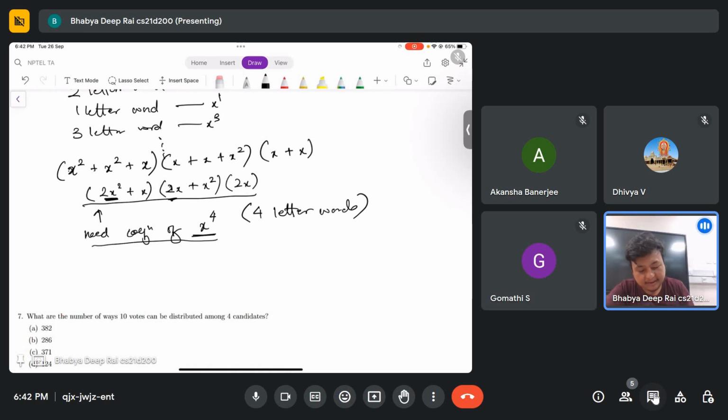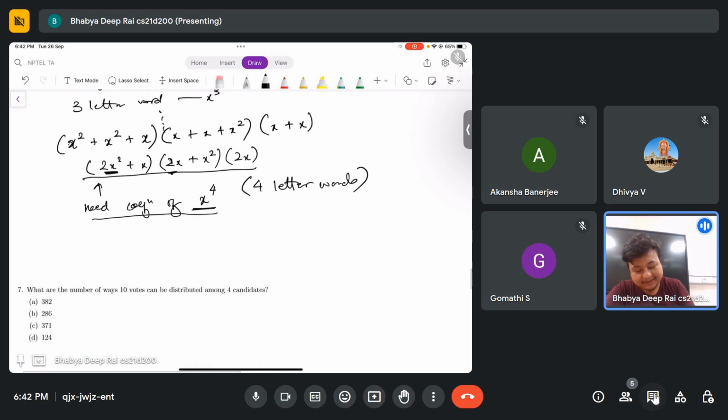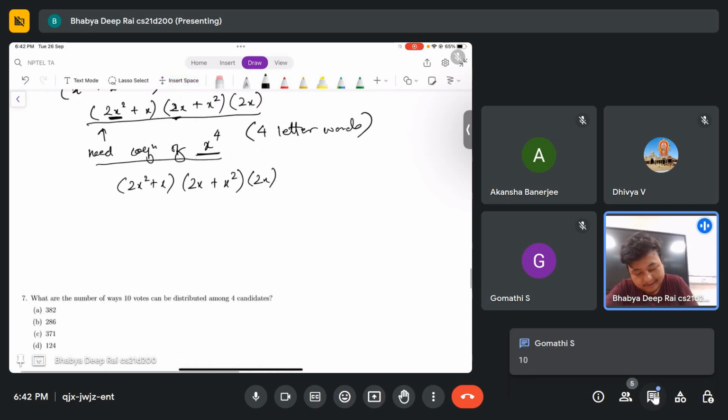Okay, yeah. So the answer is 10, Akansha. It's just simple multiplication here. Okay, what you do is, you have 2x squared plus x times 2x plus x squared times 2x. Okay, now let me multiply. Komati, yeah, good, 10.